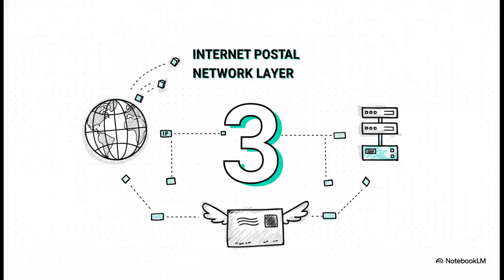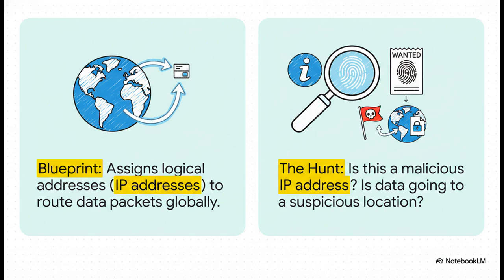Next stop on our hunt, Layer 3, the network layer. This layer is the Internet's global postal service. It's all about addresses, IP addresses, and making sure data packets get to their destination. So for us, the big question is, where is this malware trying to call home to? This really shows you how they think. The blueprint is just about routing, but for the analyst, an IP address is a fingerprint. So they grab that destination IP address from the malware, run it through their threat intelligence feeds, and bingo, it's a direct match for a known command and control server. The threat is now 100% confirmed.